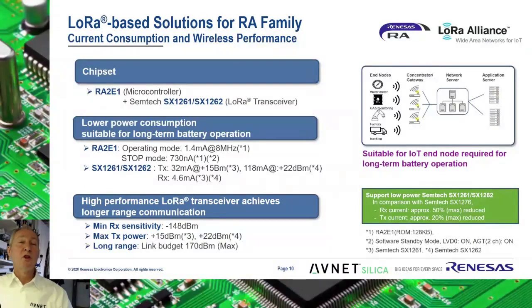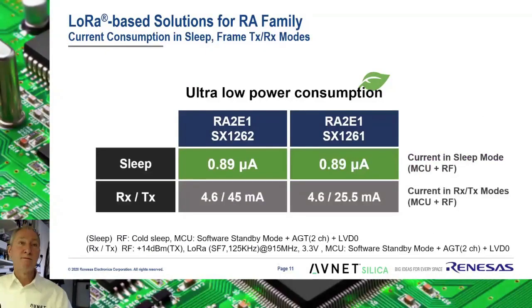Here we have some details on the typical power consumption of the Renesas RA2E1 microcontroller, together with the Semtech LoRa transceiver. Please note that the SX1261 is limited to 15 dBm transmit power in Europe, while the SX1262 can transmit up to 22 dBm in the US. Power consumption is of course higher at 22 dBm than at 15 dBm. This slide summarizes the power consumption scenarios for both the SX1261 for Europe and the SX1262 for US use.